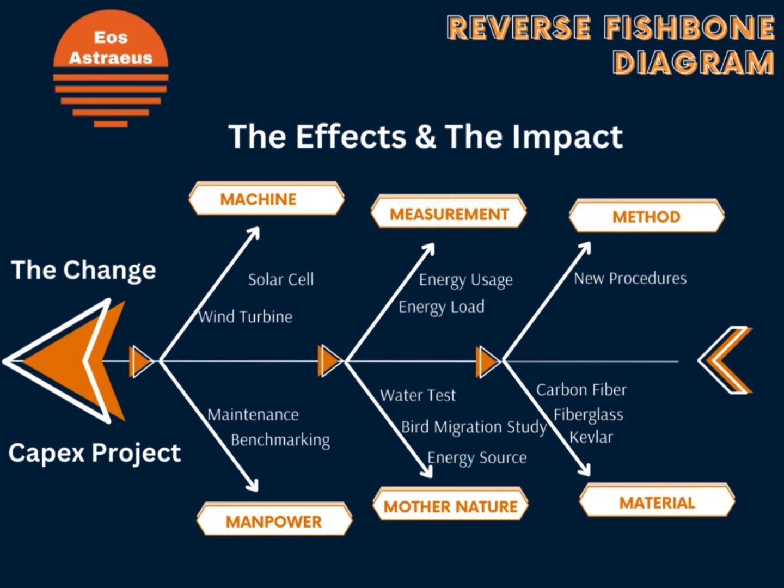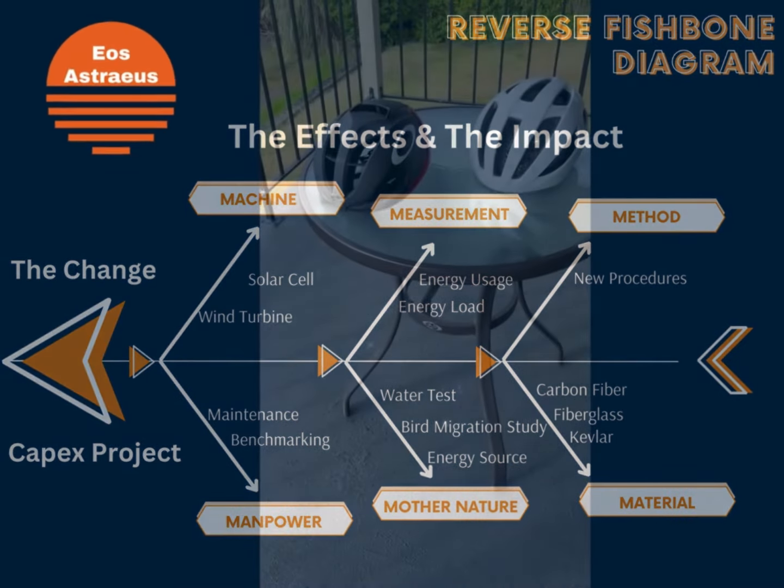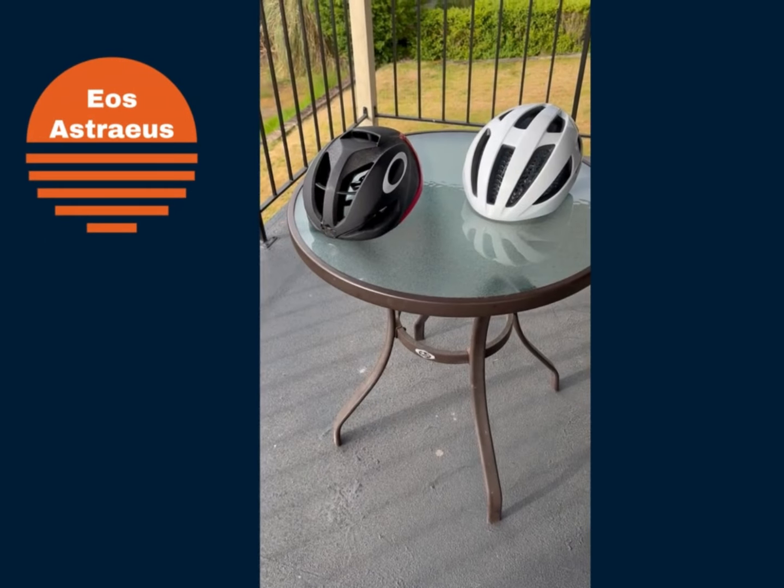Basically, with the reverse fishbone, you're asking yourselves, how is this change, how is this project, going to affect the machines we use? How is it going to affect manpower? How is Mother Nature going to have an impact on us? And how is it going to affect anything in nature itself? How is it going to affect the measurements? How is it going to affect method? And how is it going to affect materials used?